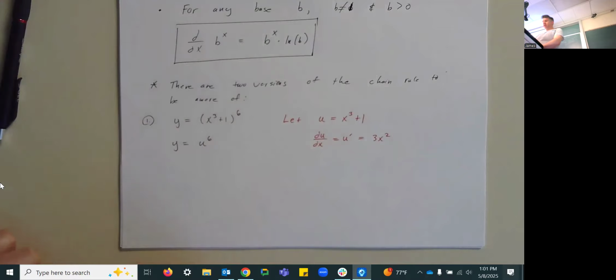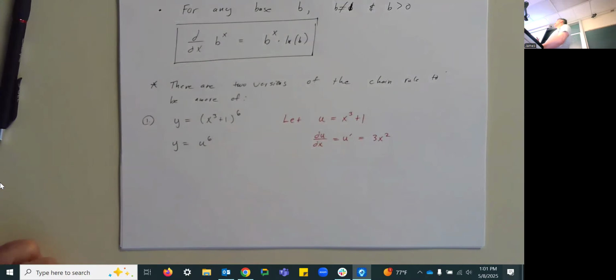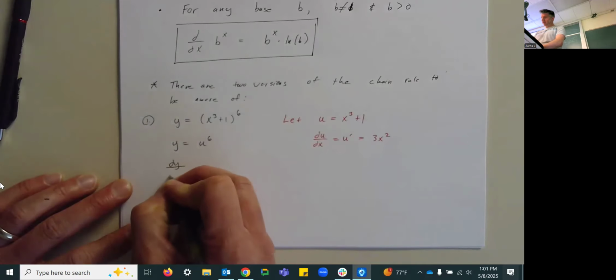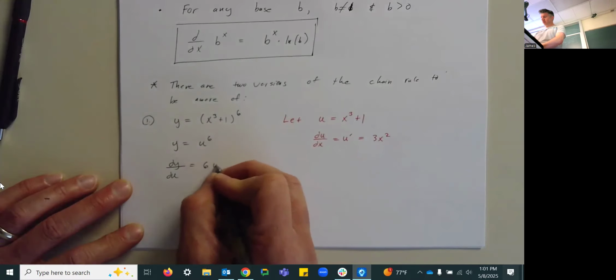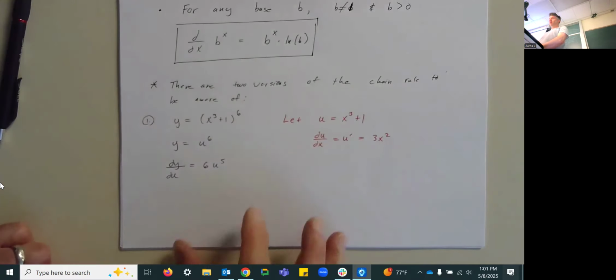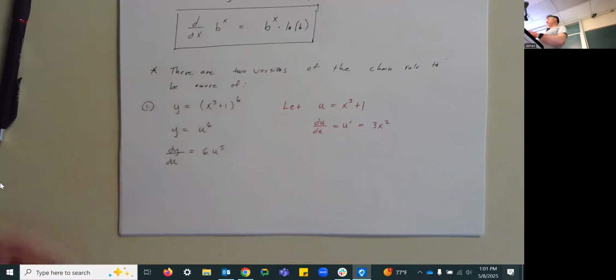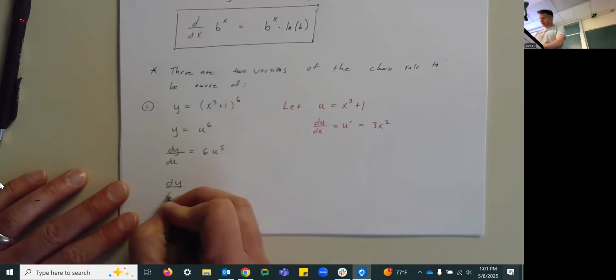And then if we take the derivative of y, what do I mean when I say the derivative of y? I need to be more specific. If I differentiate y with respect to u, I end up getting 6u to the 5th. But if I want the actual derivative of y with respect to x, because that was the original functional relationship, here's what we get. We get the dy dx.